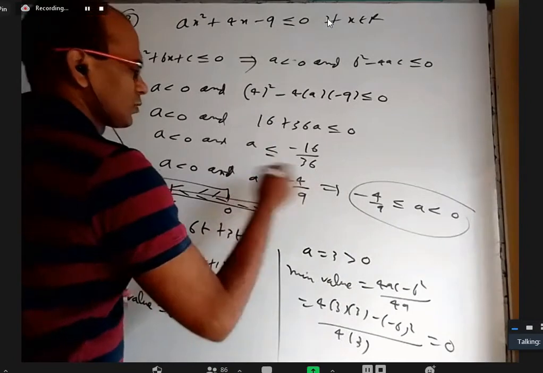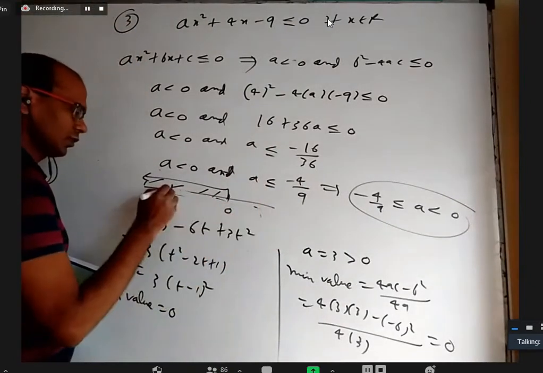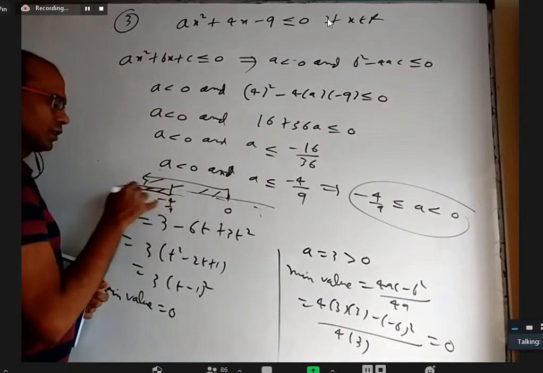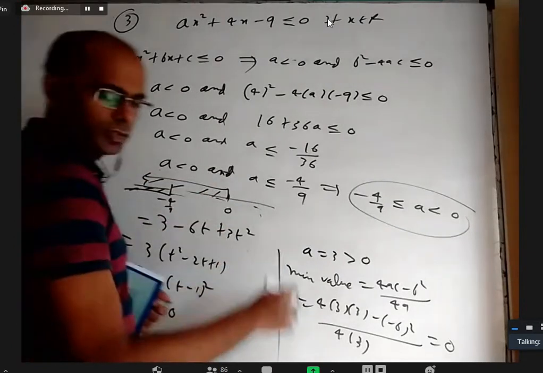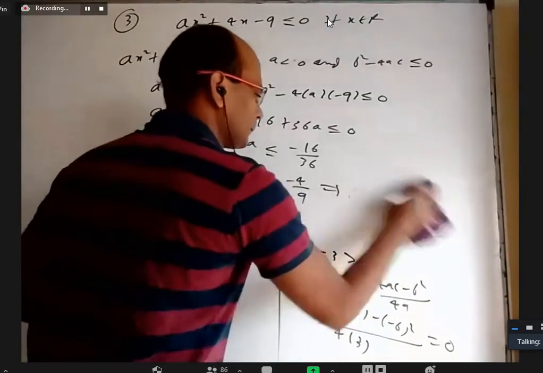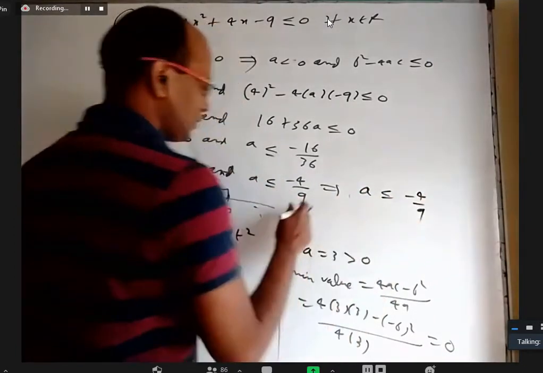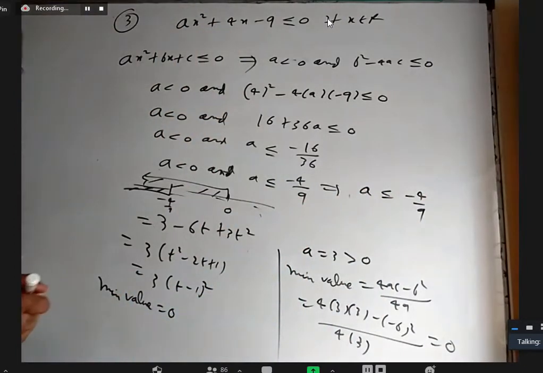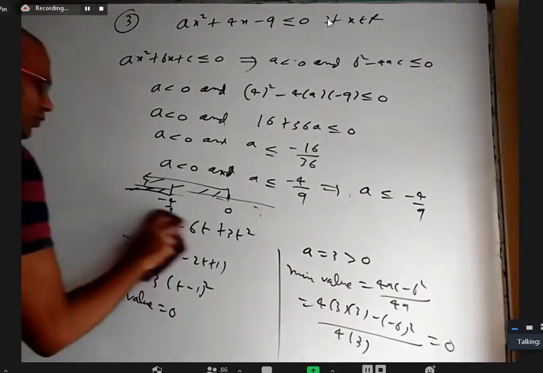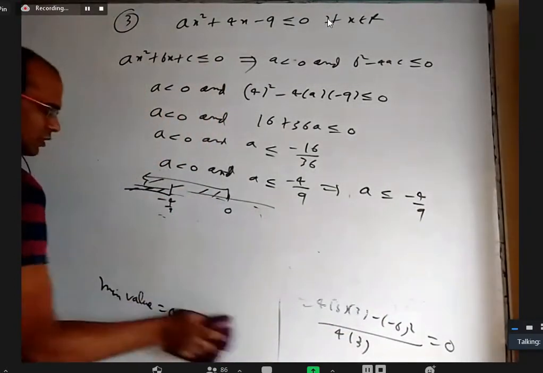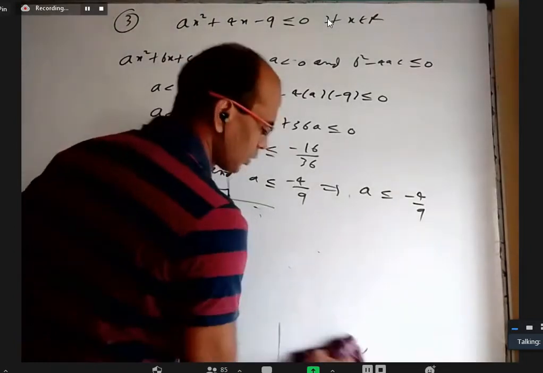Then it should be less than or equal to minus 4 by 9. Sorry, it is this side now. If it is less than this, automatically it is less than this, so I don't need to write it. Which implies a should be less than or equal to minus 4 by 9. If it is less than this, automatically it will be less than 0. So that is the complete set of values of a for which the given expression is less than or equal to 0 for all x belongs to R.